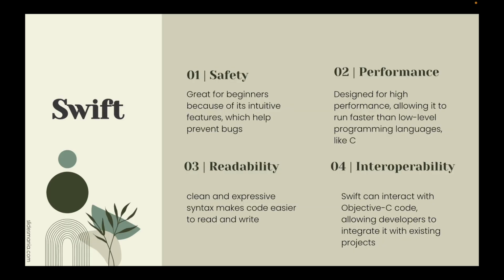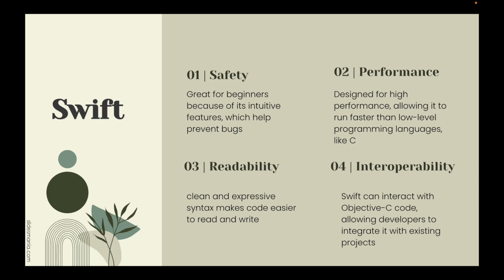And so Swift is very popular nowadays for a multitude of reasons. So firstly, safety. It is great for beginners because of its intuitive features which help prevent bugs. And if you didn't know already, bugs are errors that occur in code. And then second would be performance. It is designed for high performance, allowing it to run faster than low-level programming languages like C. And then thirdly, we have readability. Its clean and expressive syntax makes code easier to read and write.